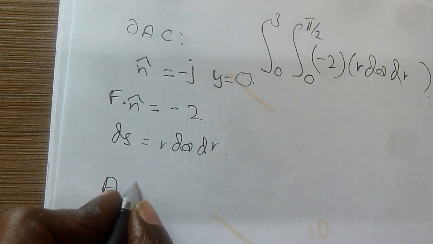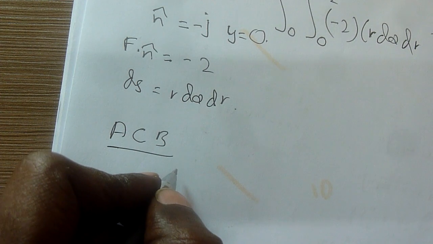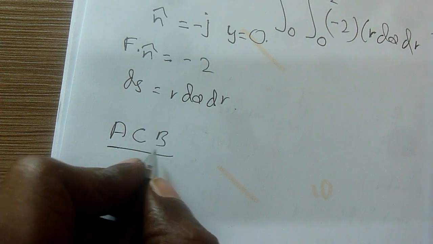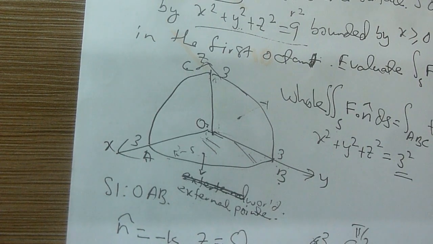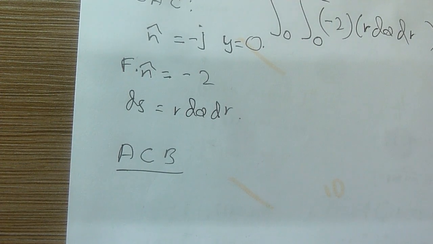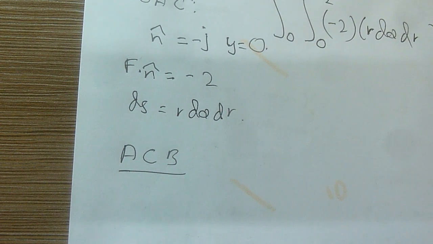ACB, okay, I need to show you the solution anyway. That's very important because this one is very complex to solve. A, B, C, we need to be very careful. Okay, I need to explain this in detail. The first thing that I want you all to understand is this.